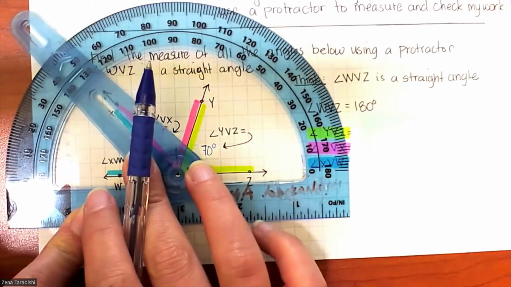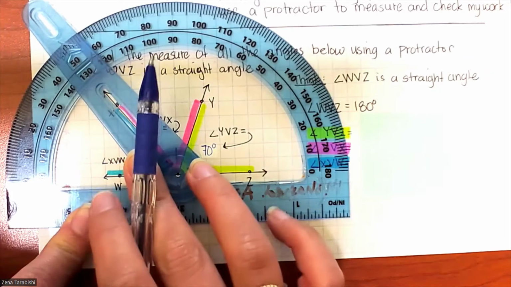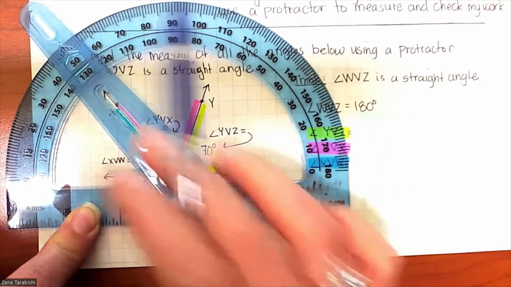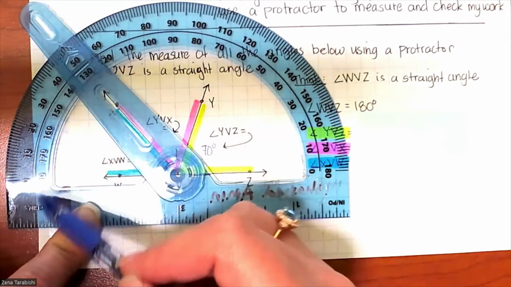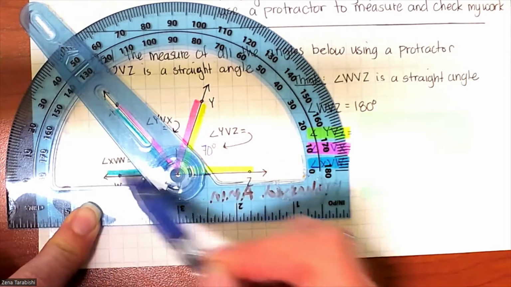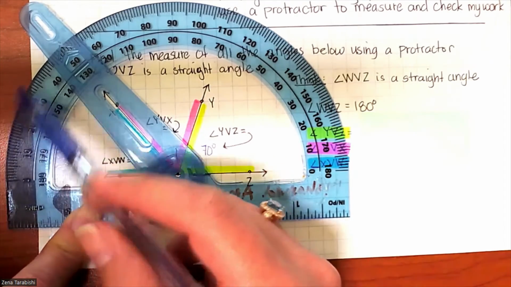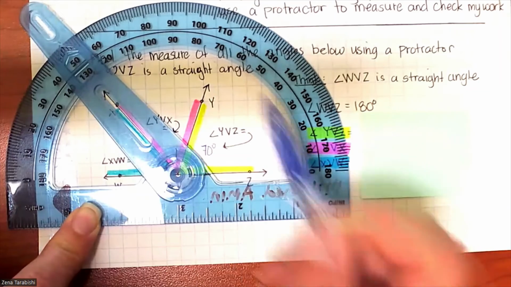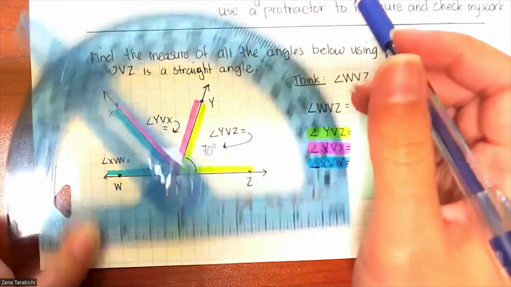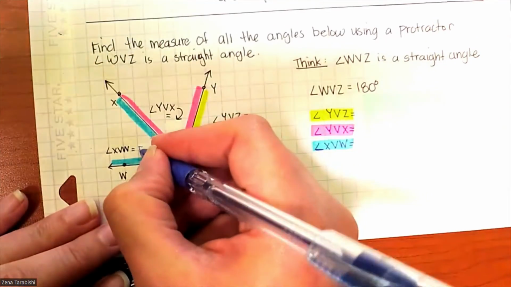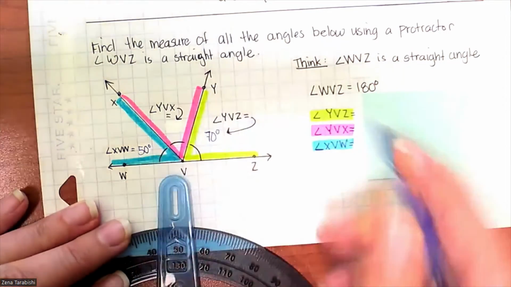So I'm going to swivel that up, line it up, and I can see here my angle is measuring 50 degrees because I'm using the outside measurements this side. So if the ray is pointing to the left, you're using the outside measurements. If your ray is pointing to the right, you use the inside measurements. So we said that's 50 degrees. So I'm going to label this 50 degrees.